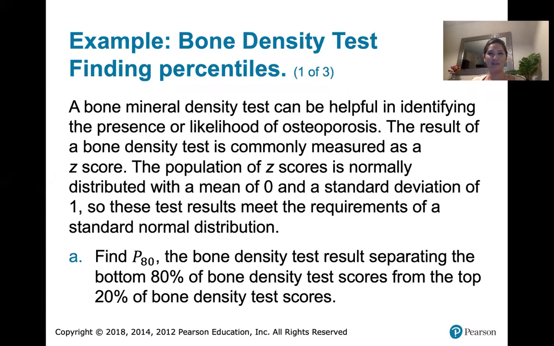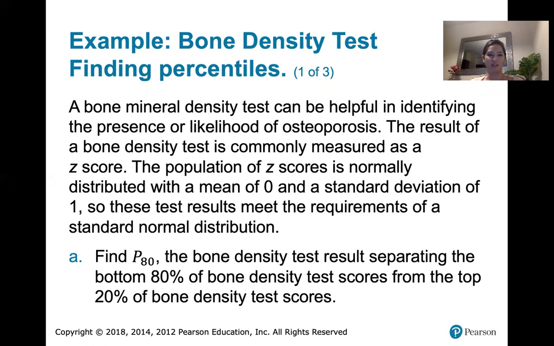So let's look at some bone density test results. This is the same problem statement, or at least the beginning of this is the same problem statement that we saw in the last video. It says a bone mineral density test can be helpful in identifying the presence or likelihood of osteoporosis. The result of a bone density test is commonly measured as a z-score. The population of z-scores is normally distributed with a mean of 0 and a standard deviation of 1. So these test results meet the requirements of a standard normal distribution.